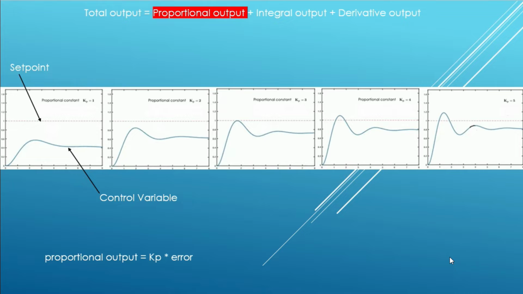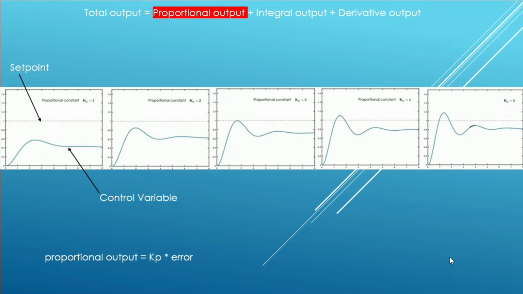You'll also notice that the control variable becomes increasingly unstable, or has more of a tendency to oscillate, as the proportional constant becomes larger. This is why in the tuning process we have to pick a proportional constant that gives us a maximum gain with minimum oscillation. You'll also notice that there is always an offset between the control variable and the set point with proportional control. This is because there must be an offset for the error term to exist, so that the proportional output can be calculated.